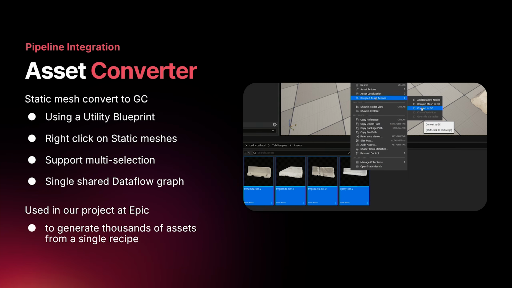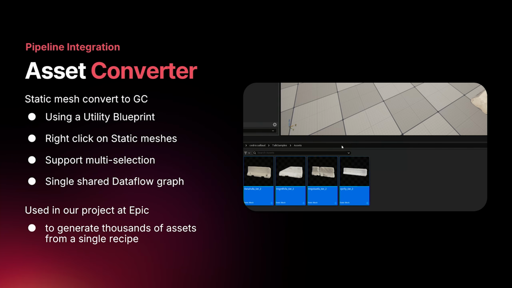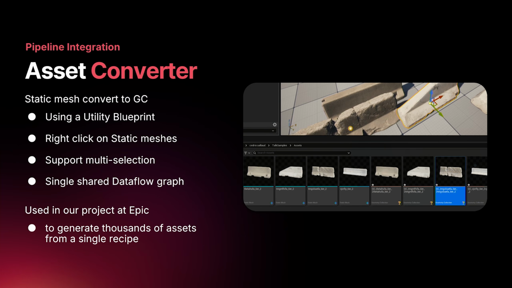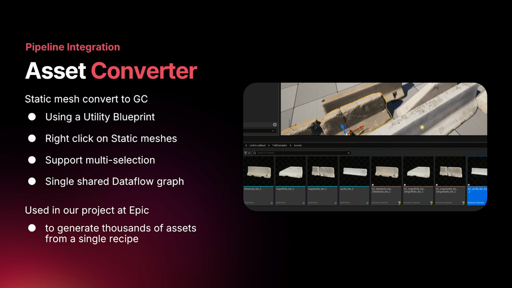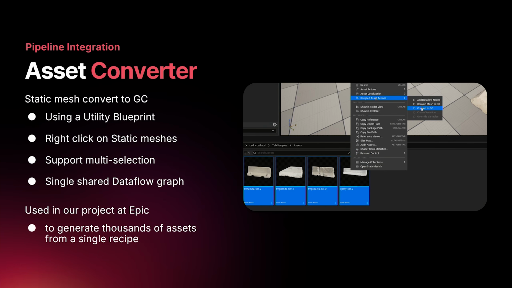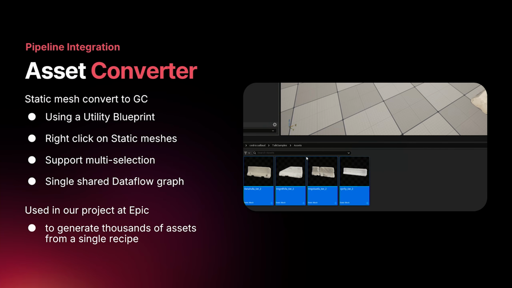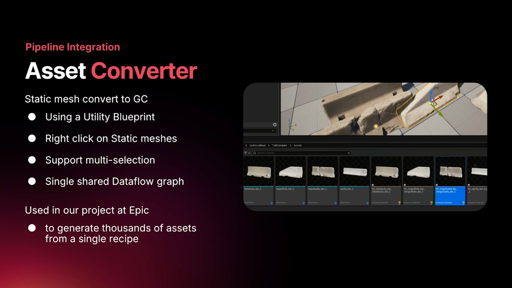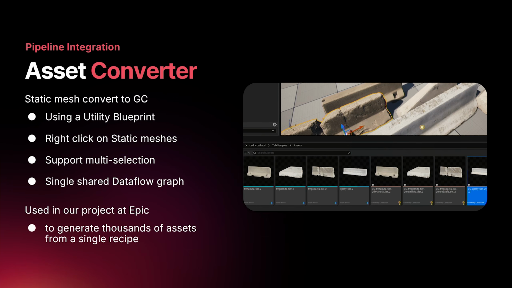So in that case, I actually made a little asset converter. It's basically using a utility blueprint so that I have a bunch of static meshes. If I right-click on the mesh and select, it adds an entry in the menu, and I can convert to a geometry collection. What it does is select the mesh, go through the mesh, assign the Dataflow graph, run the Dataflow graph, and then here you go, you get your meshes. And that's one-click conversion.